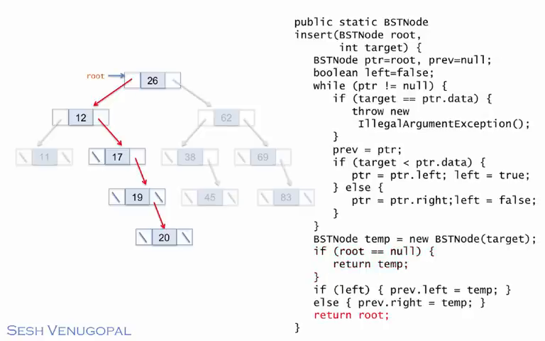Like we did for search, we can write a recursive version of the code to insert an item into a BST. But it doesn't really offer any advantage over the iterative code, so we'll skip it.